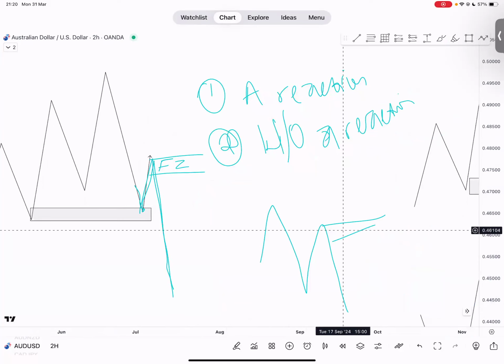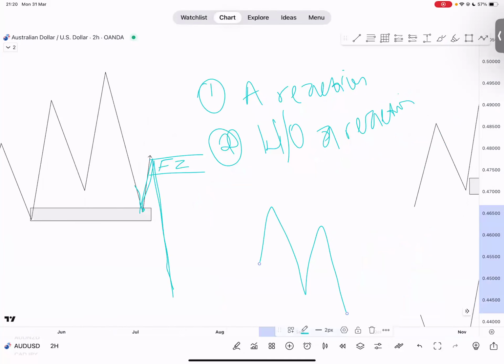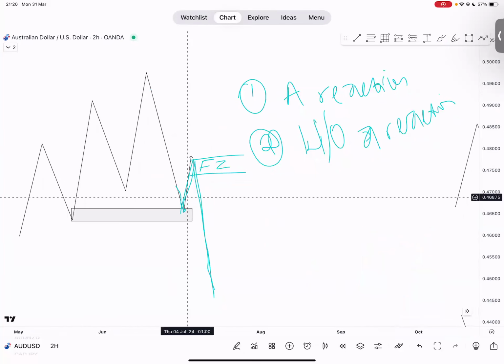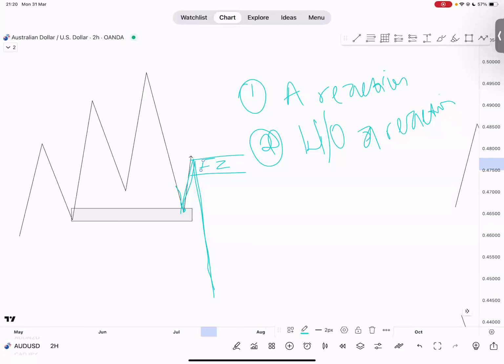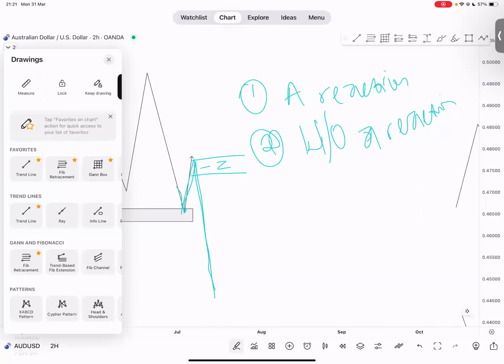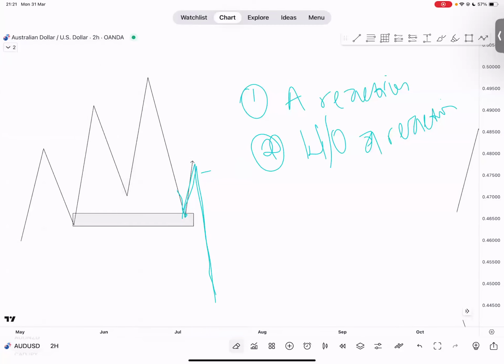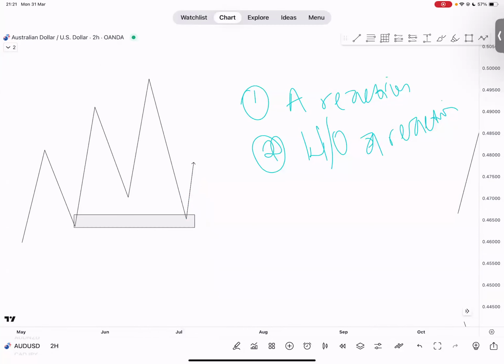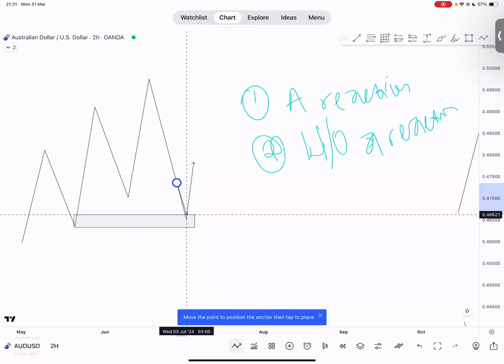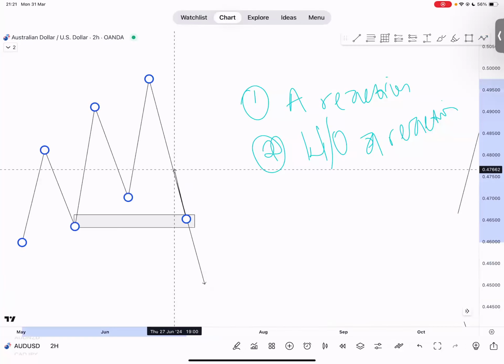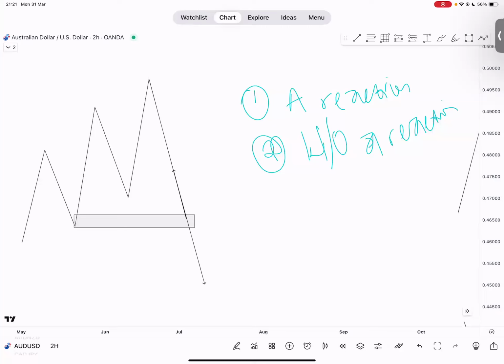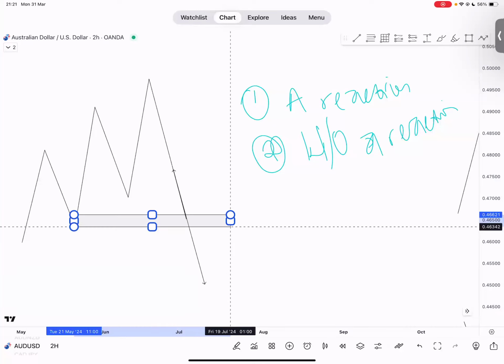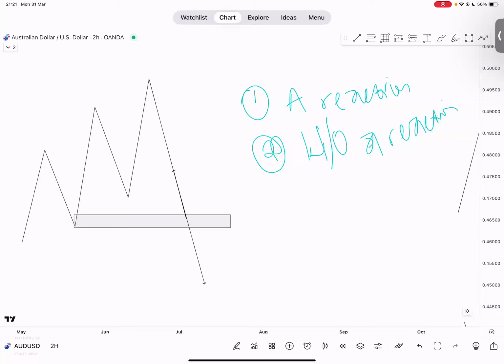So how are these flip zones created? They are created from the failure of a demand zone with a reaction before the failure. It's very different from when price takes out the level like this without any reaction to it. Now this is going to create what we call a breaker block. So the failure of an order block with a significant reaction to it creates a flip zone.